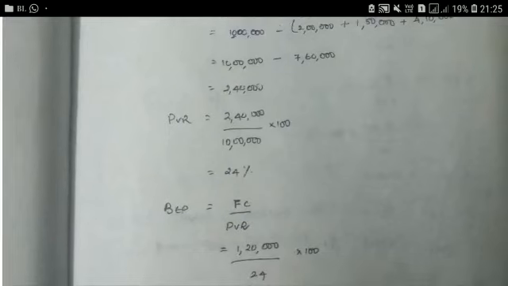This is the profit volume ratio. If we make a sale, we will be getting a profit volume ratio of 24%. Out of the total sales value, we will be getting a profit of 24% of the sales amount.